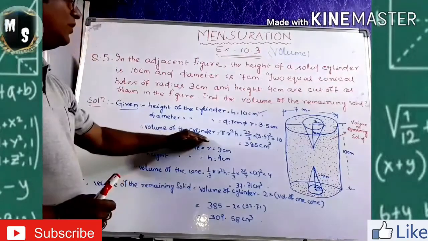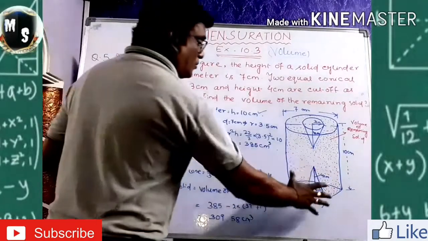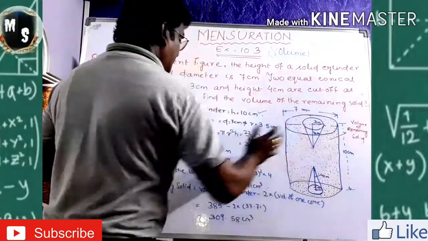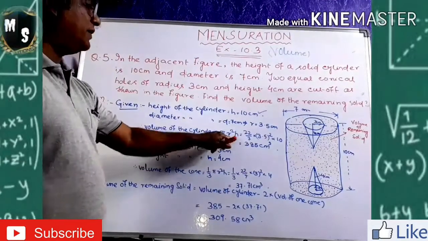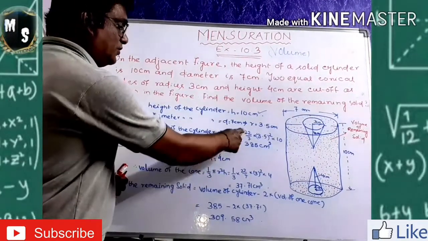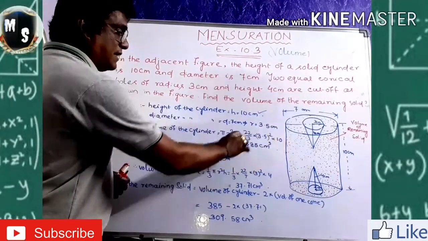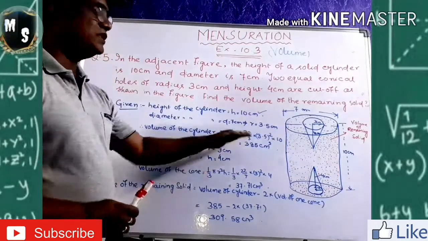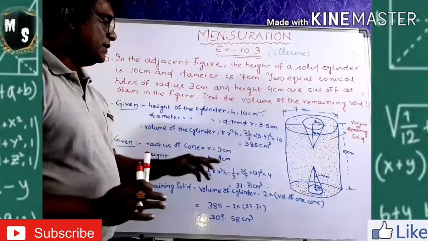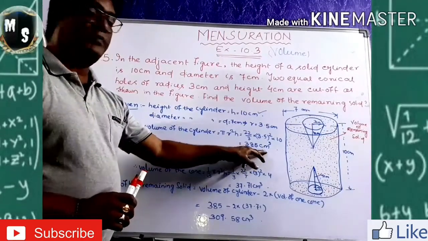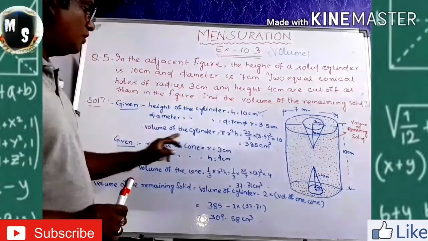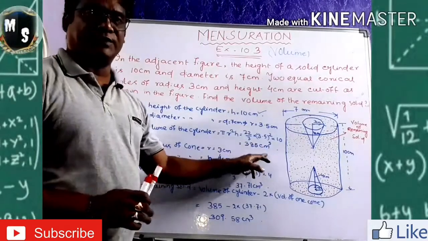Now what to calculate? The volume of the cylinder. That means you are calculating the total volume of this cylinder. What is that? Pi r square h. So pi is 22 by 7, r square is 3.5 whole square, into 10, and calculate it. Calculations must be done correctly. That is 385 cubic centimeter, because it is volume. Volume always comes in cubic centimeters.